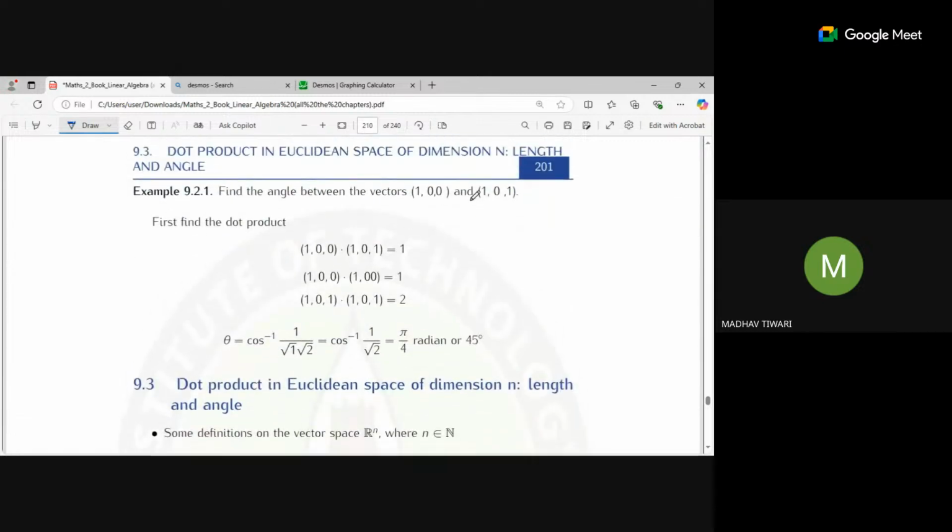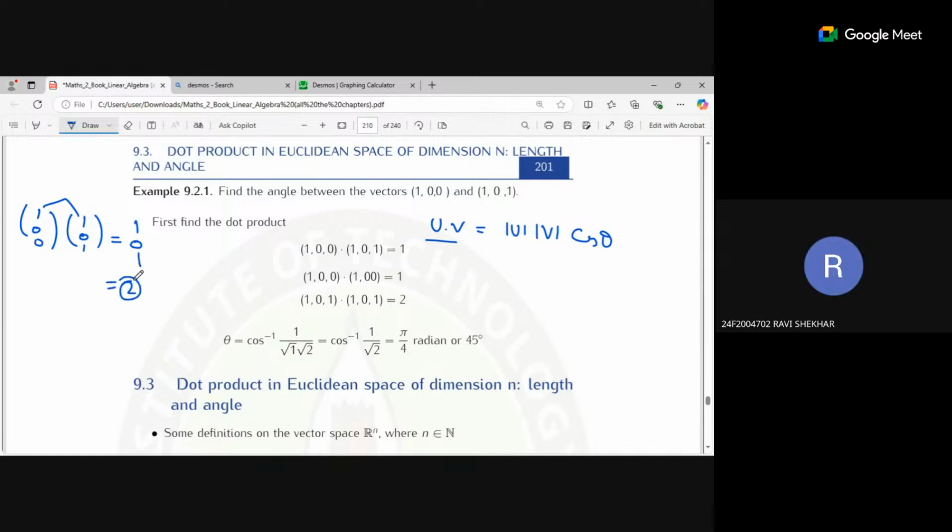See here, if you have to find the angle between these two vectors, what I said is that u dot v, do the dot product between them and write magnitude of u times magnitude of v cos theta. So u dot v, what will that be? It is 1 0 0 and 1 0 1. If you do the dot product, multiplying corresponding elements and then adding: 1 into 1 is 1, 0 into 0 is 0, 0 into 1 is 0. Add all these components, so you got 1.